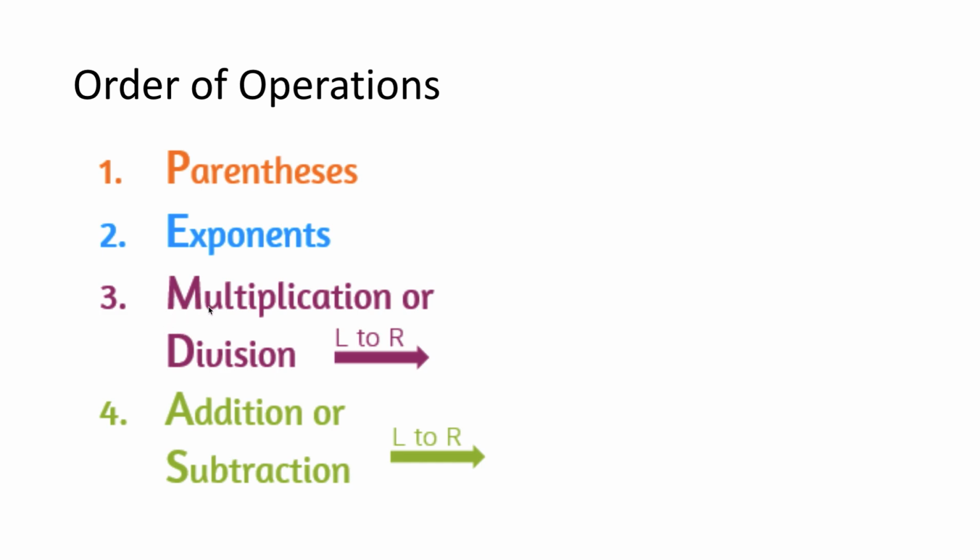Multiplication doesn't come before division. Whichever comes first, you need to do that operation. If division comes before multiplication, you have to do that first. So it comes from left to right. Same for addition and subtraction. Addition doesn't always come before subtraction. Whichever comes first, you need to do that operation.